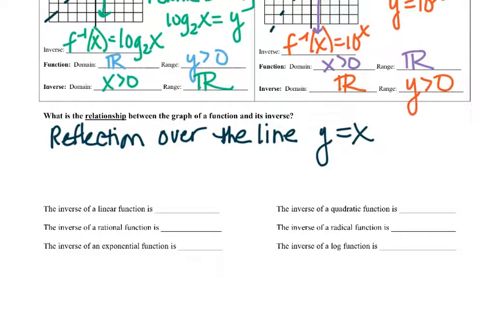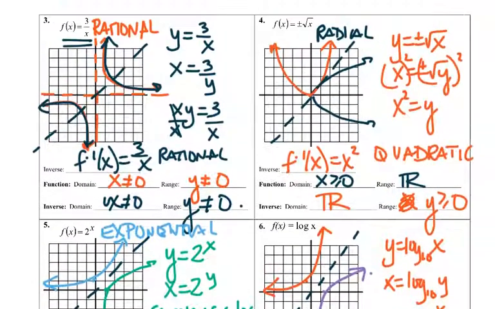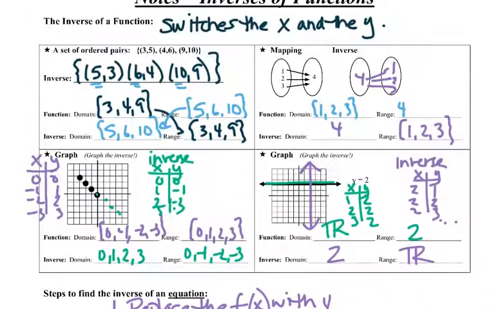And then just to wrap it up, the inverse of linear is linear. The inverse of quadratic is radical. The inverse of radical, I'll go down there, is quadratic. The inverse of rational is rational, not always the exact same, but definitely another rational. The inverse of exponential is log, and the inverse of log is exponential. So there you have it. Everything we learned this semester tied into one section on inverse functions.